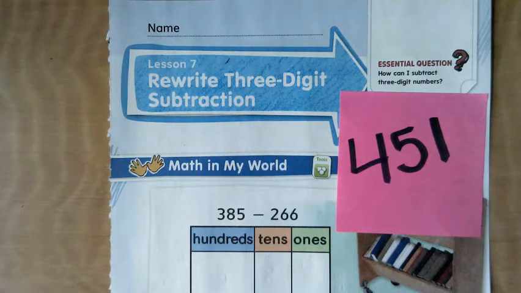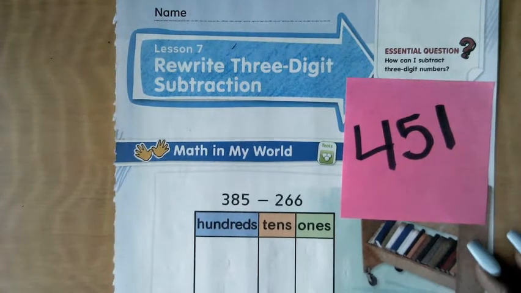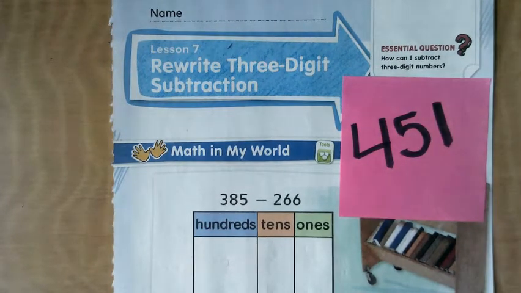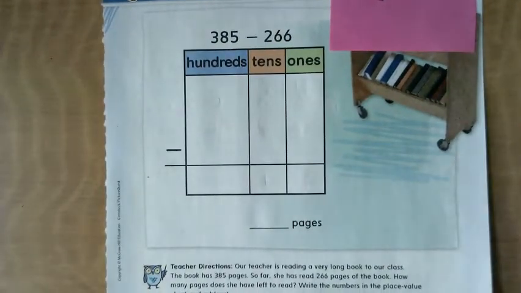Hi, second grade. Today's math, we're going to work on rewriting three-digit subtraction. We're on page 451. Go ahead and flip to that page and make sure that you have a pencil so that you can follow along and write with me as we complete our workbook. We're going to start off with this first problem down here. I'm going to read it to you.